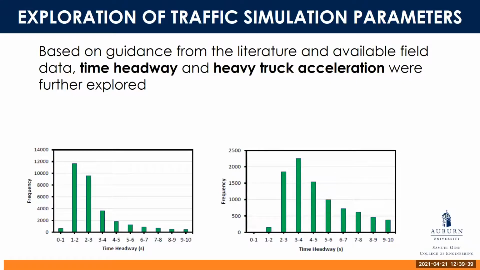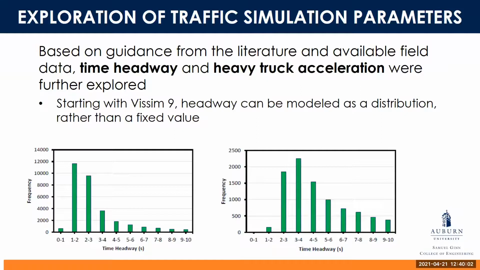The figure on the right shows the time headway distribution for the heavy trucks. And we can see with the heavy trucks, most of them fall in about the 2 to 5 second range. So that shows that the time headway or gap that heavy trucks allow in front of them tends to be longer than what we see with passenger cars. Again, that kind of agrees with what we had expected.